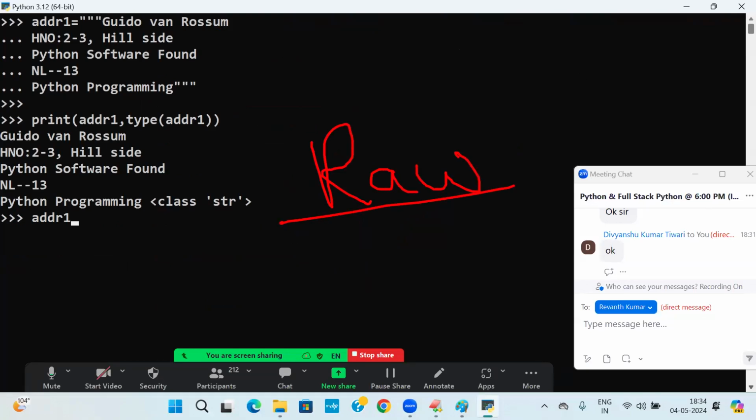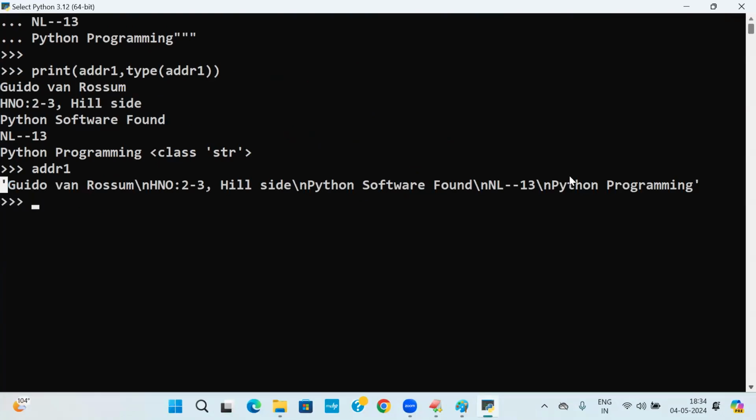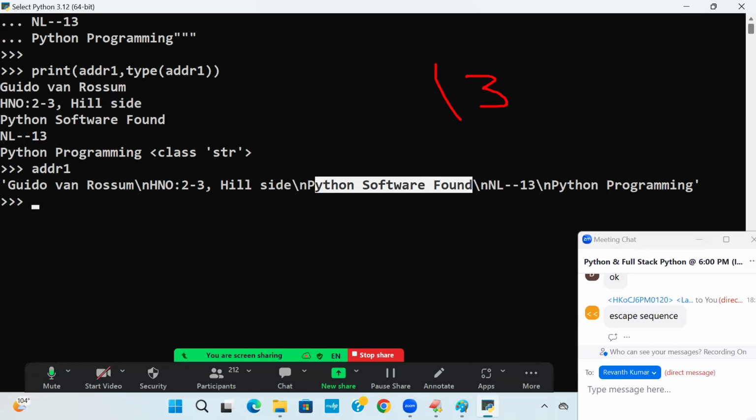Without print, it will print the raw data. Do you know raw data? Raw means what is originally present in the memory, it will print. Are you following that? So see that it is printed, single quotes available. And in the middle of it, it has \n. \n stands for a new line. After HNO, this entire thing, again \n is available. So in C language, there are 13 characters specially available for representing this type of thing.